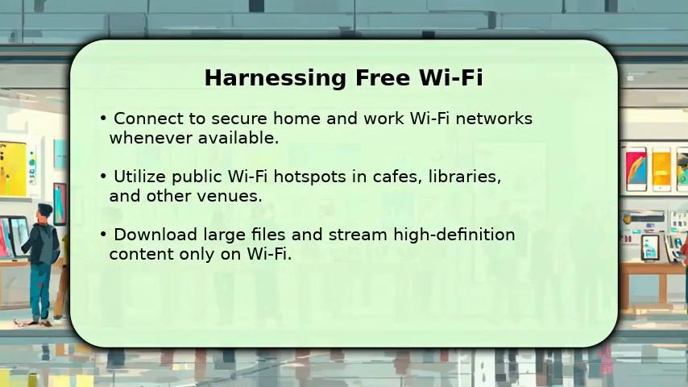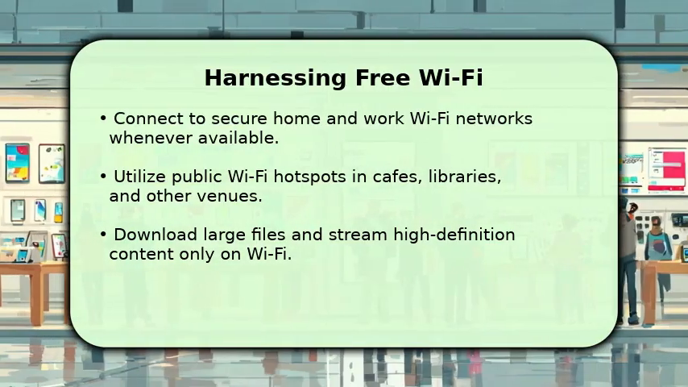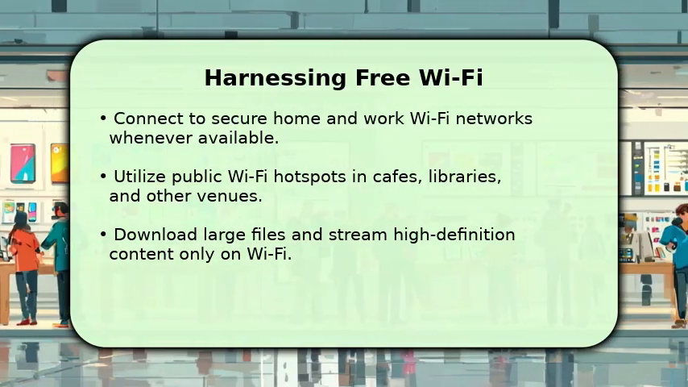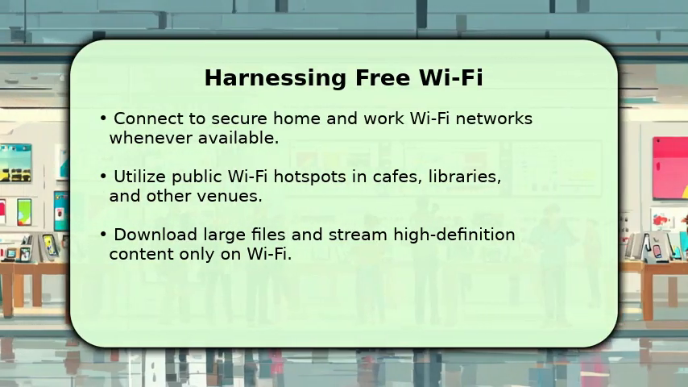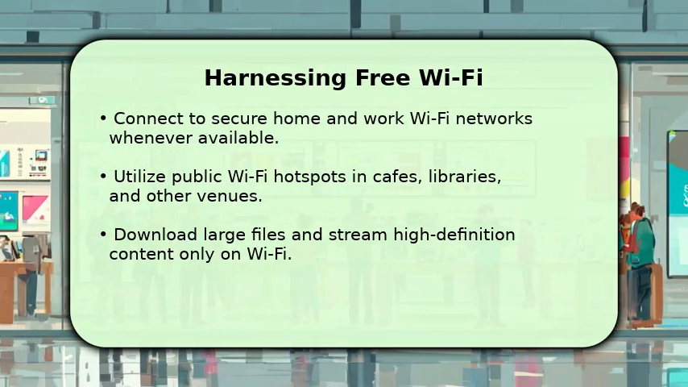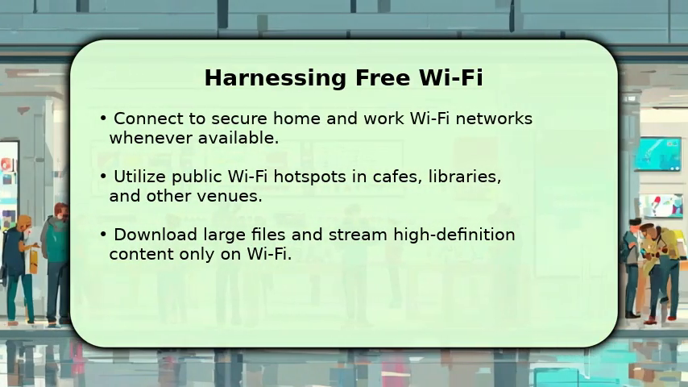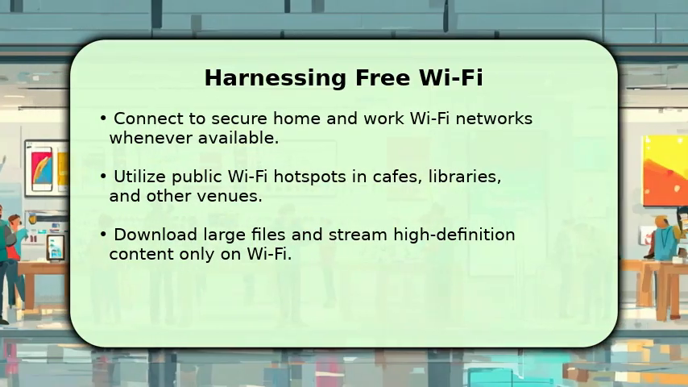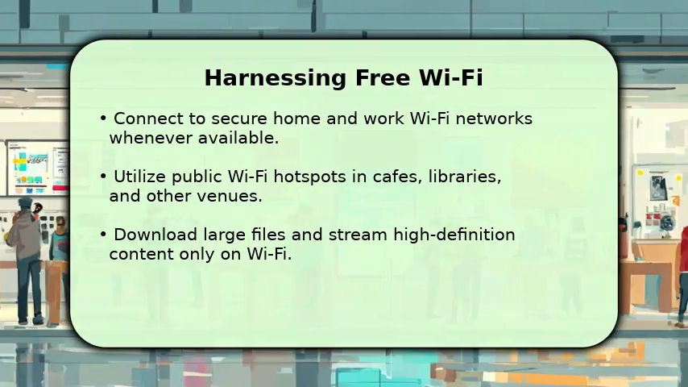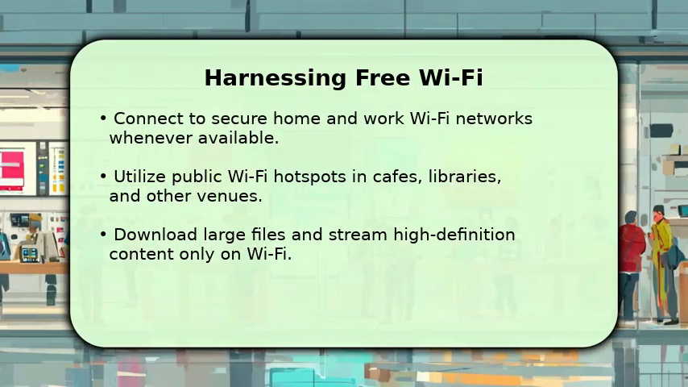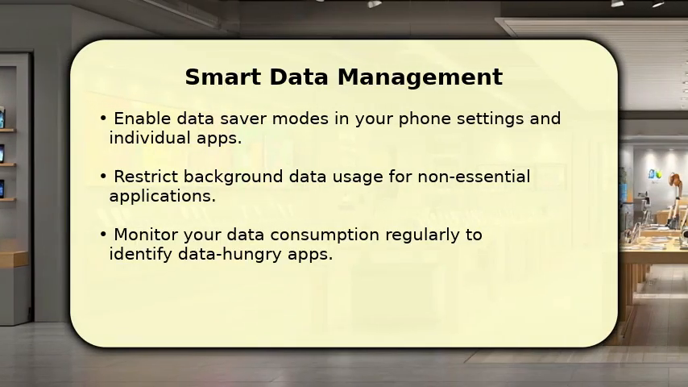A primary strategy for using data without constant recharges is to extensively use Wi-Fi. Always connect to secure Wi-Fi networks at home, work, or trusted public locations. This offloads a significant portion of your data usage from your mobile plan. Remember to download updates, stream videos, and handle large files exclusively when connected to Wi-Fi to conserve your cellular data allowance.